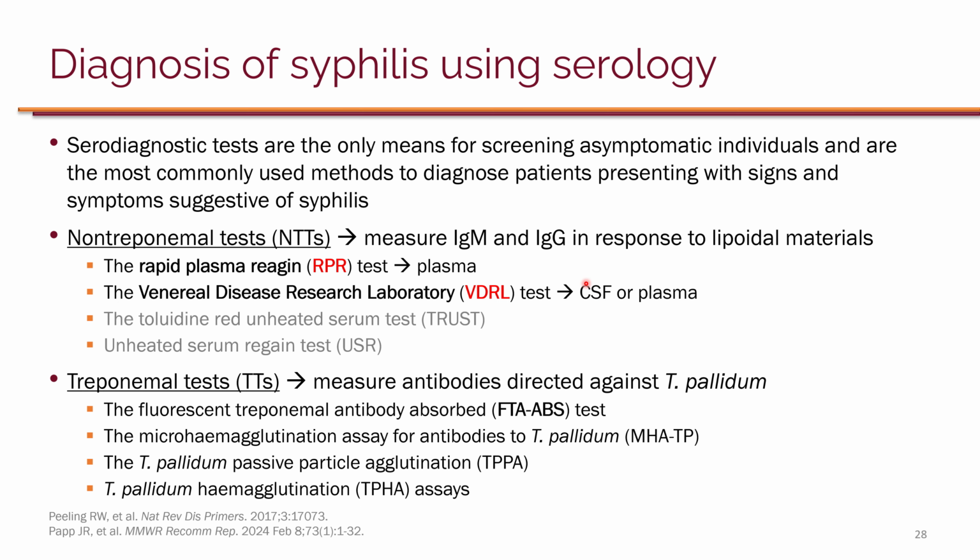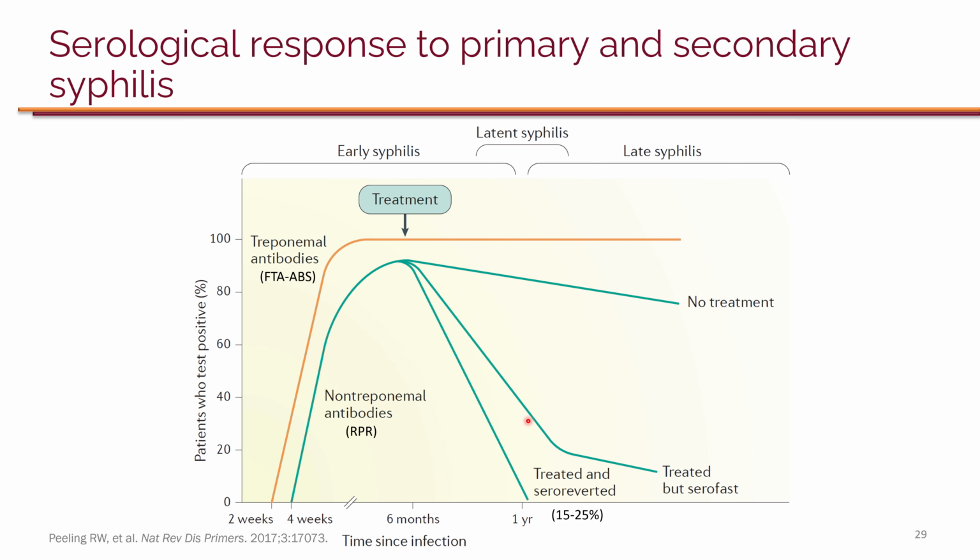The second type of serology is the treponemal test, which essentially measures antibodies directed against T. pallidum, and there are a dozen different tests that are cleared by the FDA. Perhaps the most common one is the FTA-ABS test, but essentially these are all measuring antibodies directed against T. pallidum.